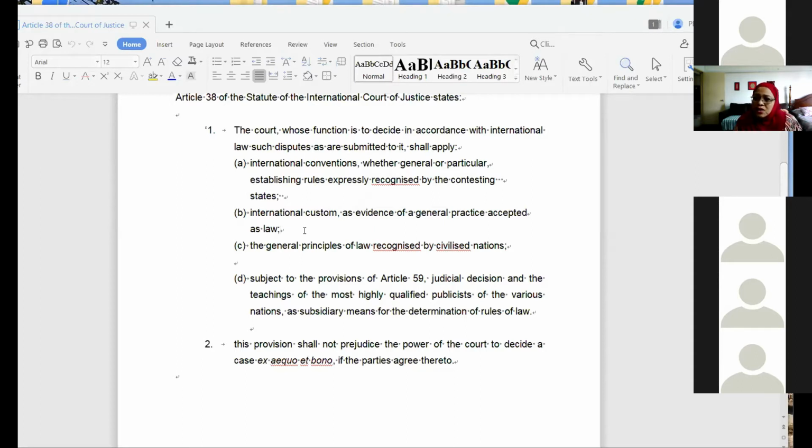This international custom is referred to in two words, two conditions, two parts of explanation that you need to read and understand. The word that appears in this section 38 clause 1b is international custom, but the discussion in the book always refers to custom in two terms. One, customary international law. Two, international customary law. Now, why do they have two terminologies?